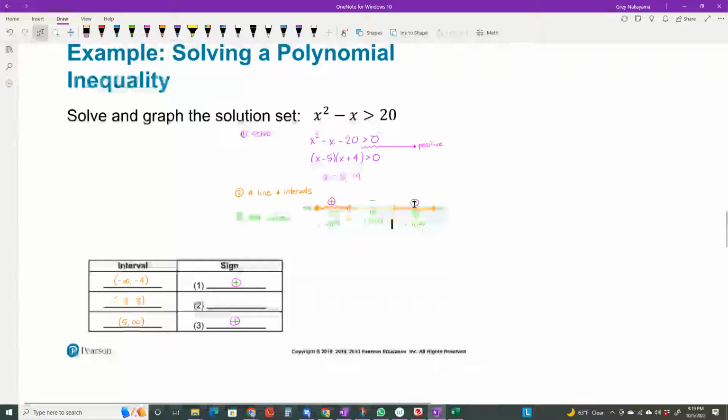That means when you write your answer, y'all, there are 2 pieces. So I'm going to have 2 intervals for my interval notation. And that's going to be from negative infinity to negative 4, and then 5 to infinity. Okay? So that one was pretty straightforward.